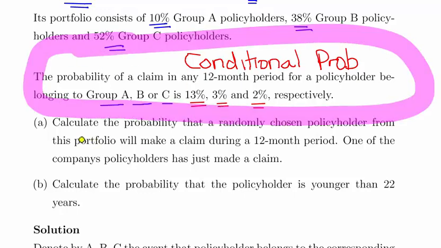So anyway, calculate the probability that a randomly chosen policyholder from this portfolio will claim in a 12-month period. And one of the company's policyholders has just made a claim. Calculate the probability that the policyholder is younger than 22 years old. Sorry, this sentence here is part of B. So that means that they're in Group A.